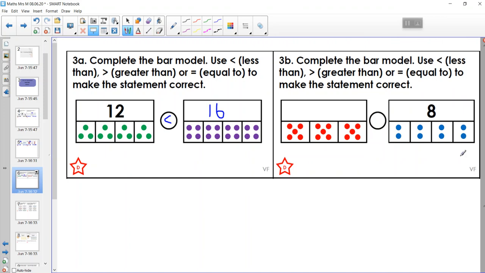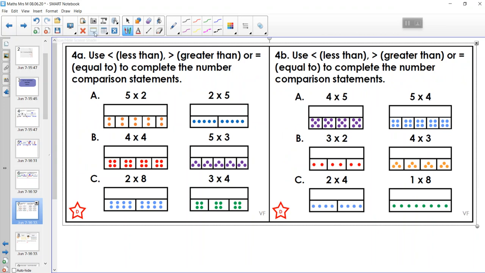So now you're going to try this one on your own. So you're going to pause the video and have a go. And then we'll start the video again when you've had a go. Okay, so I've got 5 3 times. 5 3 times is 15. And on this side, we've got 2 4 times. 2 4 times is 8. 15 is greater than 8. Well done if you got that.